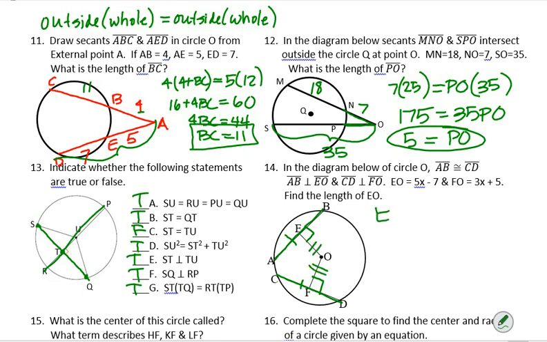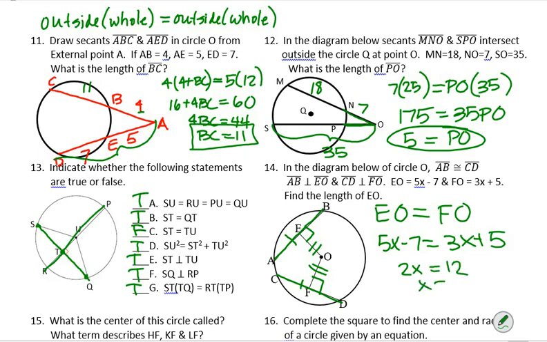So that means we can say that EO is equal to FO. Then we have equations for EO and FO, so we can say 5x minus 7 is equal to 3x plus 5. So we're going to subtract the 3x from both sides, that gives me 2x. Going to add the 7 to the 5, that's 12. So x is equal to 6.